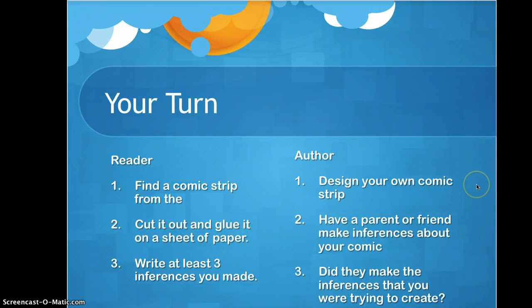If you're going to be an author, you're going to design your own comic strip. Have a parent or friend make inferences about your comic, and then you need to write a reflection. Did they make the inferences that you were trying to create? So you get to choose. You want to be the reader or do you want to be the author? So you can either be making the inferences or design the comic strip so that other people can make those inferences.